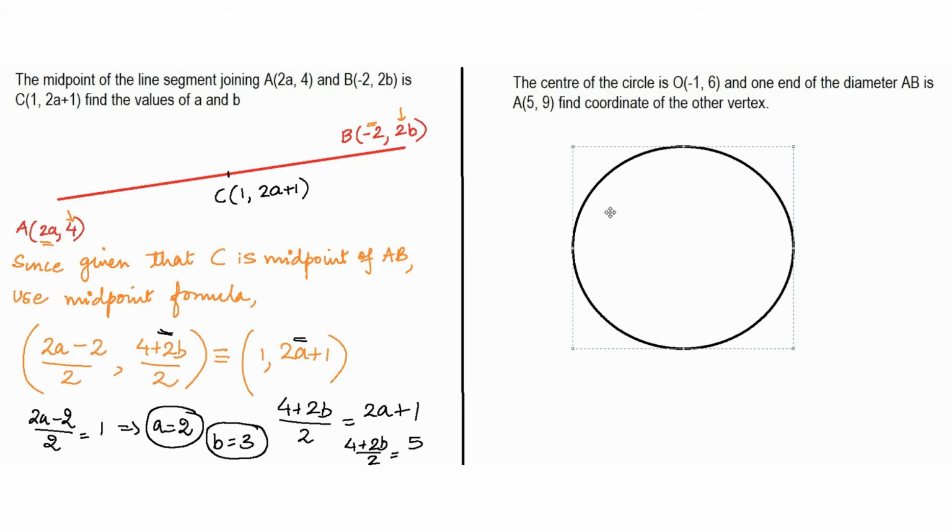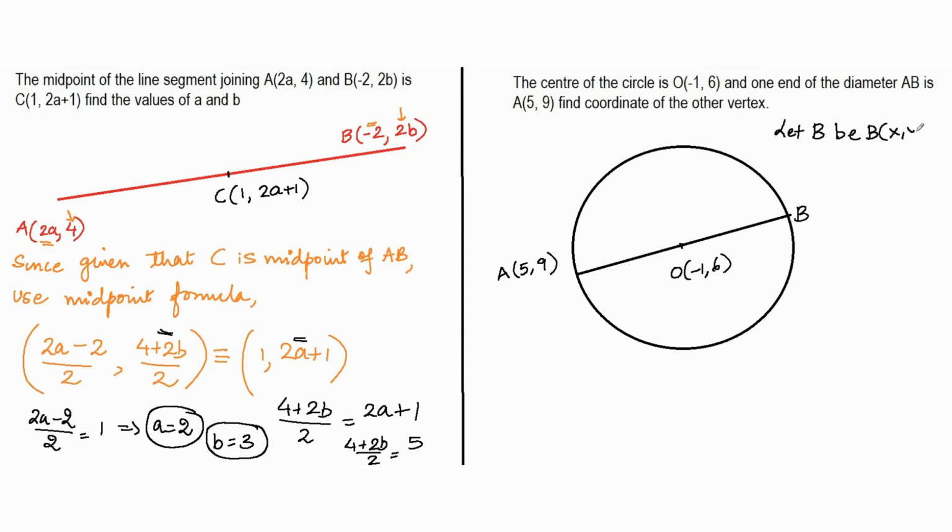The center of a circle is O (-1, 6) and one end of the diameter AB is (5, 9). So this particular point is the center. Center is O (-1, 6). A is (5, 9). We want to find the coordinates of the other vertex. So let the point be (x, y). These are the coordinates of point B.